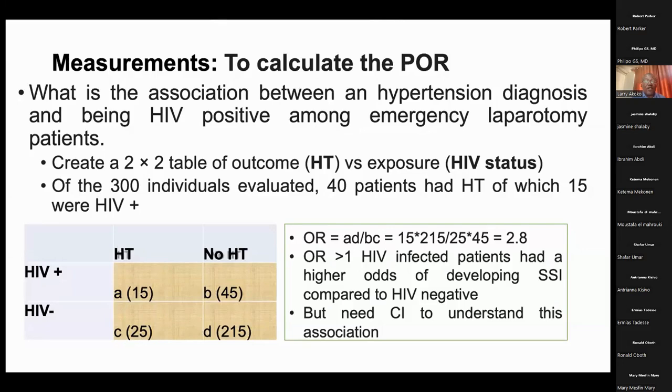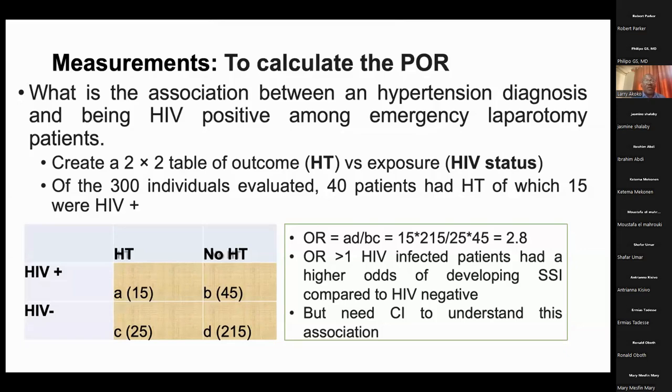And I've always found a lot of problems with the 2x2 tables, where the exposure and the outcome are placed. Depending on how you place this, you will have problems with your cross-sectional and all your observational studies. So I will have my outcome in the columns, hypertension and no hypertension, and exposure in the rows as HIV positive and HIV negative.